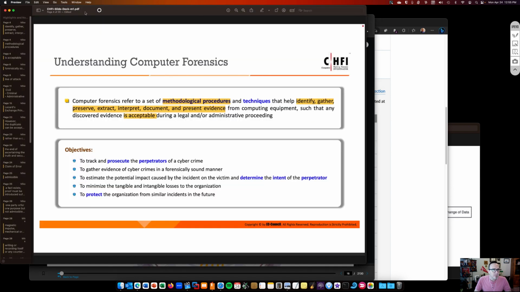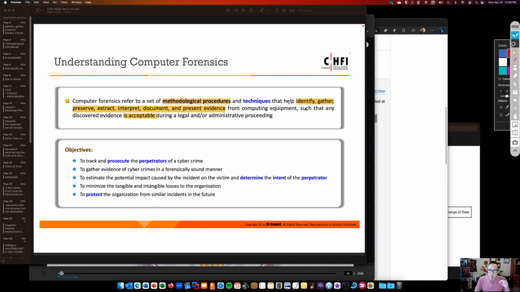So of course, right off the bat is understanding computer forensics itself. What is it? We would think most of us know what it is. It's pretty straightforward. However, there are some things we need to make sure we extract from this, and that is that as forensics investigators, we are able to identify, gather, preserve, extract, interpret, document, and preserve evidence. So we can see this as sort of a process.